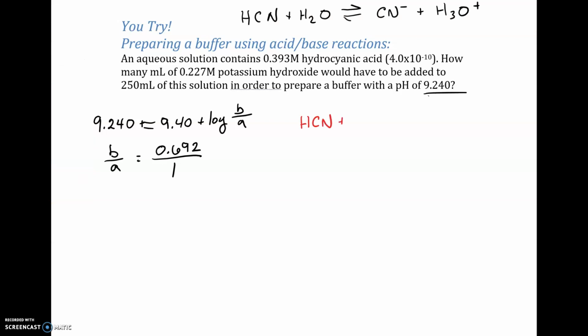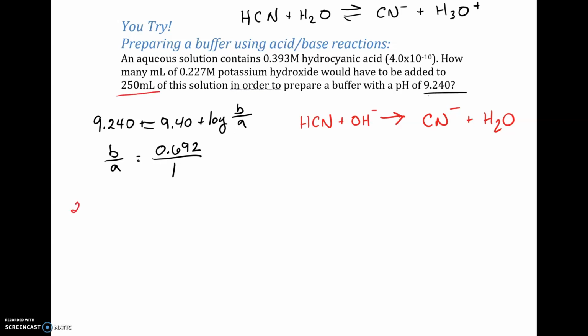So our reaction that we're going to use to produce the conjugate base that we don't have any of is HCN reacting with our OH minus to produce that CN minus. As long as we don't use up our HCN and we can have our ratio at the end, we know how much we start with of our HCN. That's provided, so that's 0.35. We've got 0.393 molar HCN, and we have 250 milliliters.